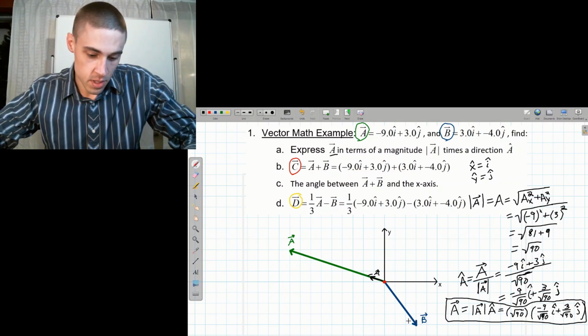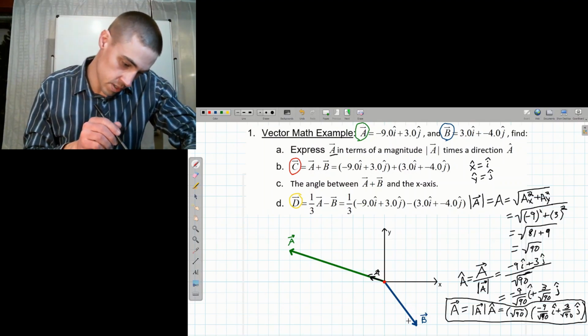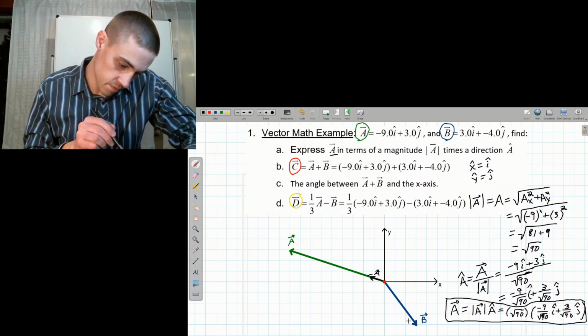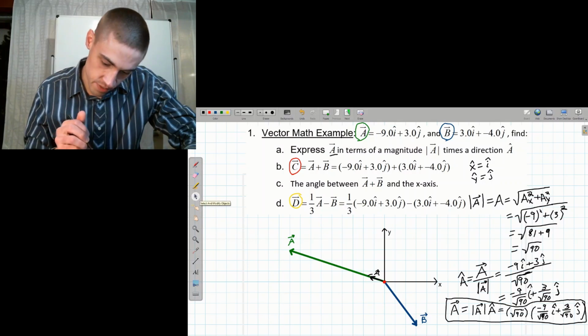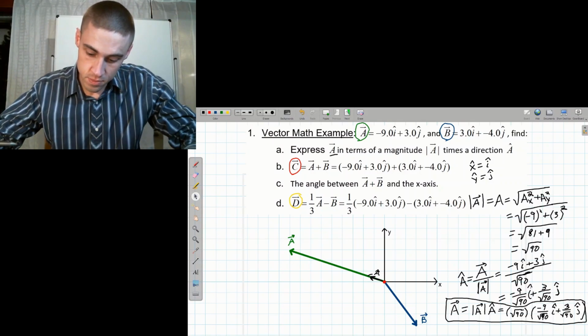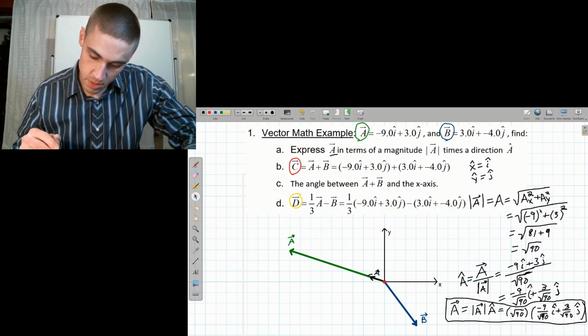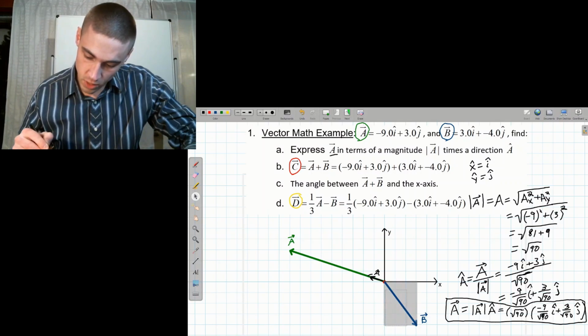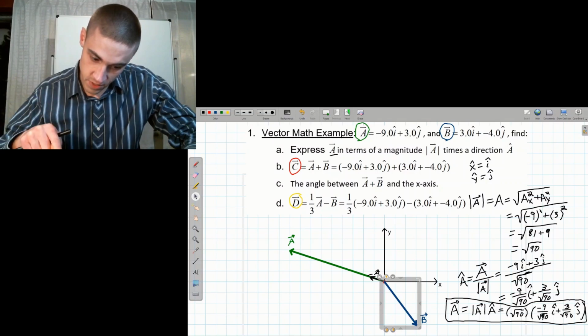Part B, C equals A plus B. Okay, let's find C equals A plus B. Well, there are two different ways that you could find this. The first thing that you could do is take this vector A and this vector B and sum them up tip to tail. Here's what I mean by that. This would be the graphical way to find vector C equals A plus B.